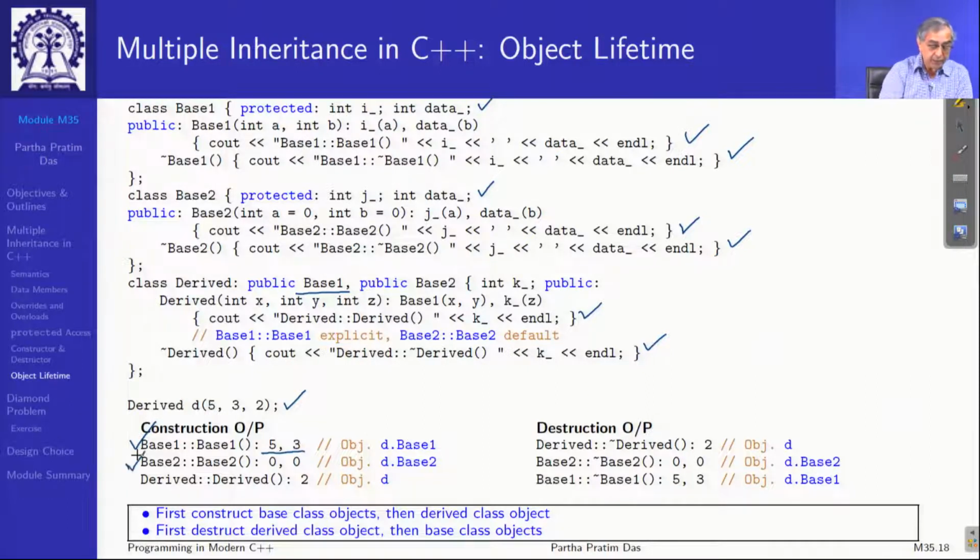Then naturally base 2 gets called, you get 0 0 which is a default constructor, that gets set, and finally the derived class constructor is called, which sets 2 into its own data member. Destruction happens in the reverse order, as is expected. So you can see that except for the order of the base classes, the object construction, destruction, the lifetime happens exactly following the same rules as we had for single inheritance.